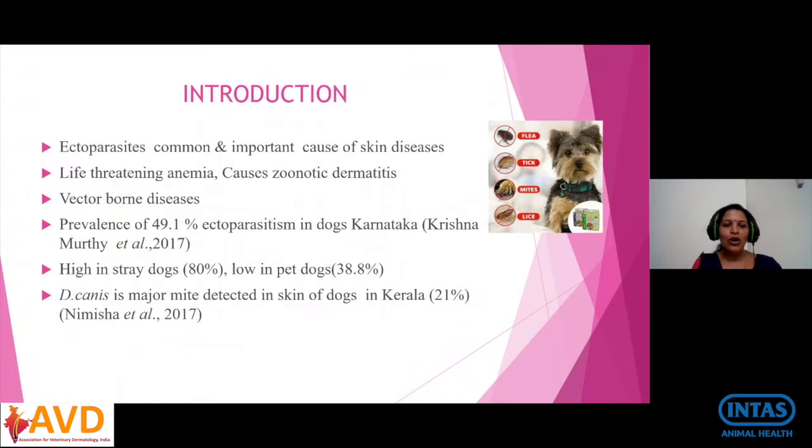As you all know, ectoparasites are the most common and important part of the skin diseases of companion animals, and also of livestock diseases. They cause life-threatening anemia, dermatitis, and zoonotic infections. They are also responsible for the transmission of most vector-borne diseases, especially the ticks.